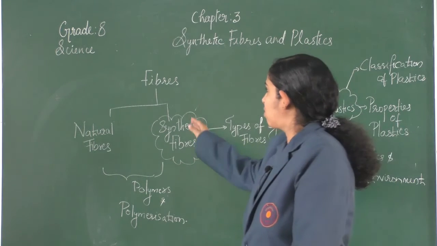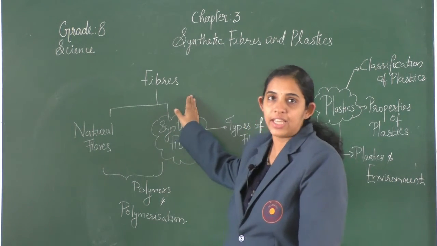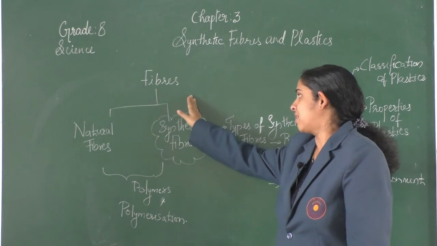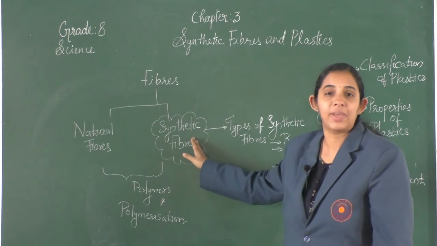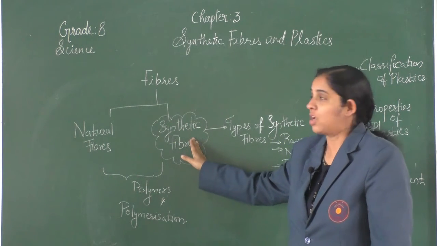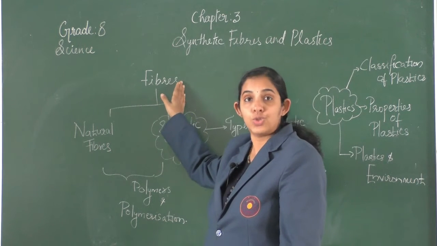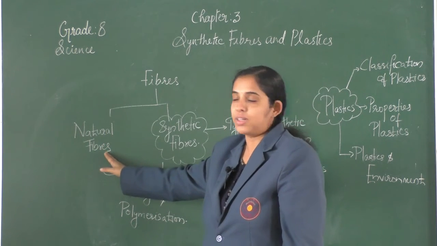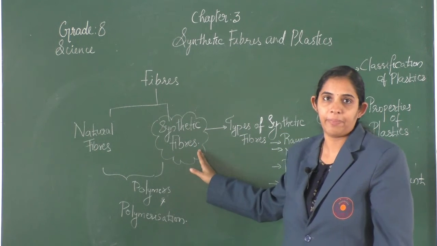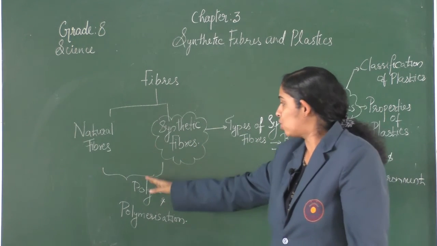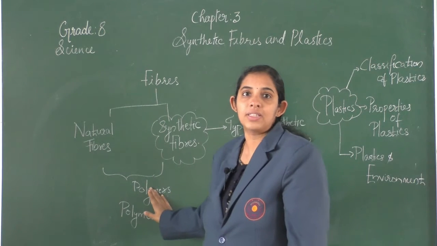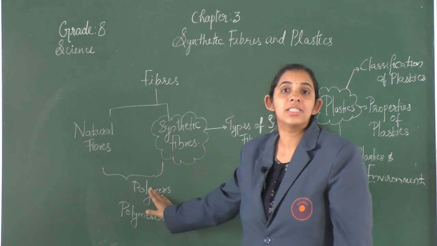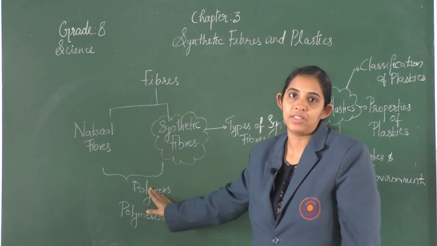In the first section of the chapter, we have seen about fibers and how they are classified based on their occurrence. Fibers are classified into two based on their occurrence, that are natural fibers and synthetic fibers. Here we have also seen these fibers are made up of chemical substances called polymers.